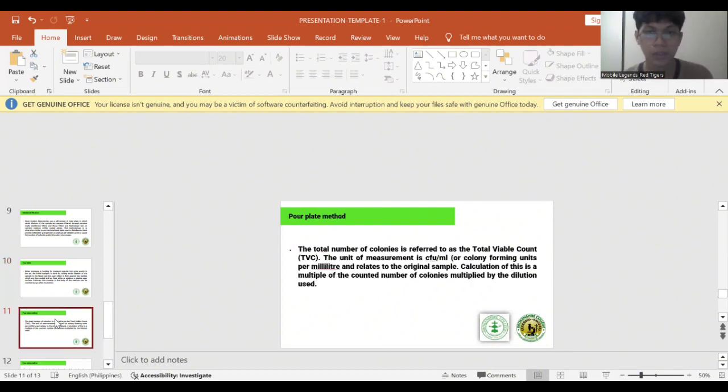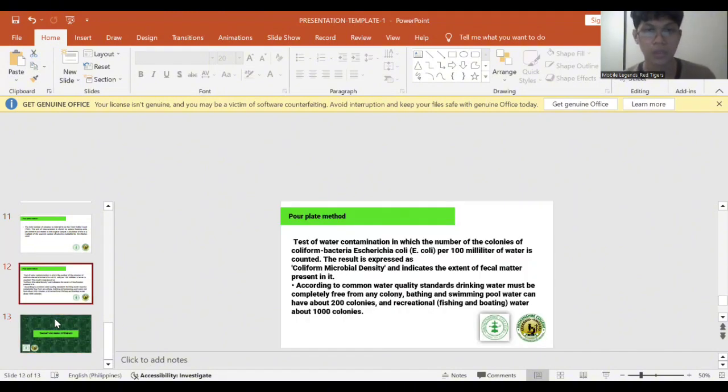The total number of colonies is referred to as the total viable count or TVC. The unit of measurement is CFU/ml, or colony forming units per milliliter, and relates to the original sample. Calculation of this is the counted number of colonies multiplied by the dilution used.